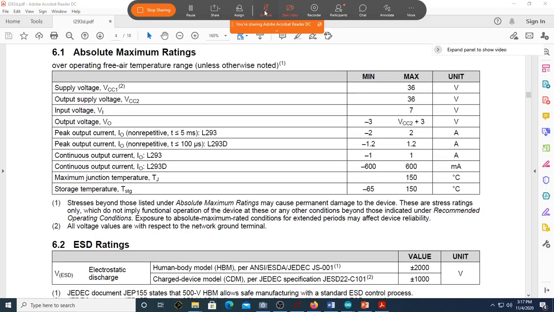Hello, is it visible? No, sir. Just open. Okay, is it visible now? No, sir. The PDF is shown. Oops. Yeah, it's coming.